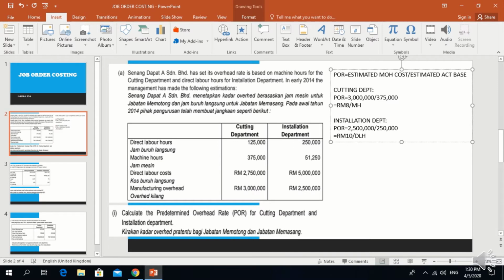Ini cara untuk kita dapatkan POR for each department. Cutting department and installation department menggunakan formula POR, iaitu estimated manufacturing overhead cost divided by estimated activity base. So activity base ni biasa akan diberitahu di dalam soalan.